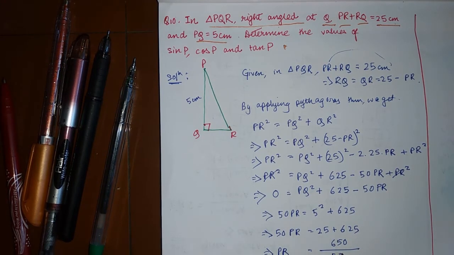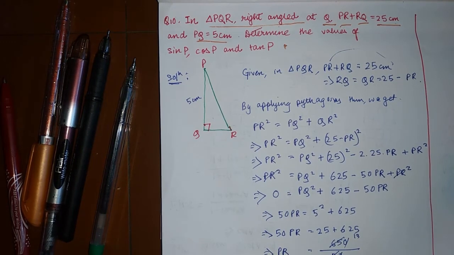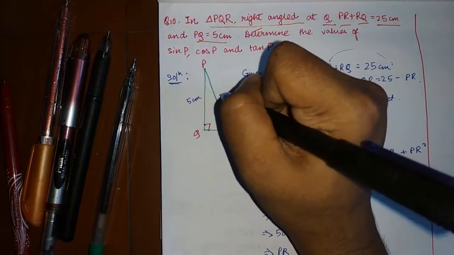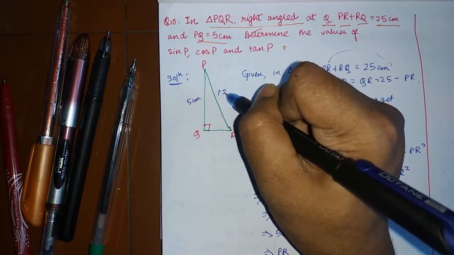And you can just cancel the 0 from both sides of the right hand side. And you simplify this term. You will get 5 1s are 5, 5 13s are 65. So you get the value of PR as 13 centimeter. Write this in here. PR is equal to 13 centimeter.